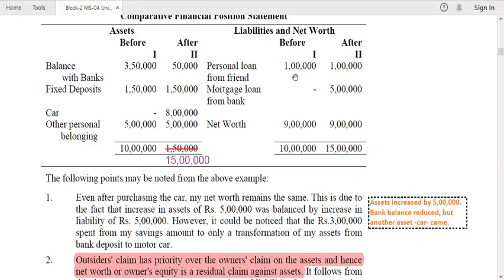Now, before and after purchasing the car, his liabilities would look like this. Personal loan from friend is the same, it has not changed, still 1 lakh rupees he has to pay. Mortgage loan from bank, so liability increased. He has taken a loan from the bank of 5 lakh rupees. Net worth also remained the same, 9 lakh rupees. Here also liabilities increased because of the loan from the bank, from 10 lakh rupees to 15 lakh rupees.